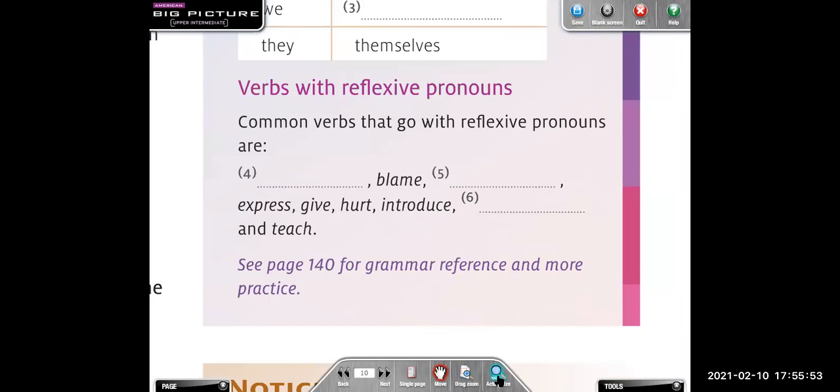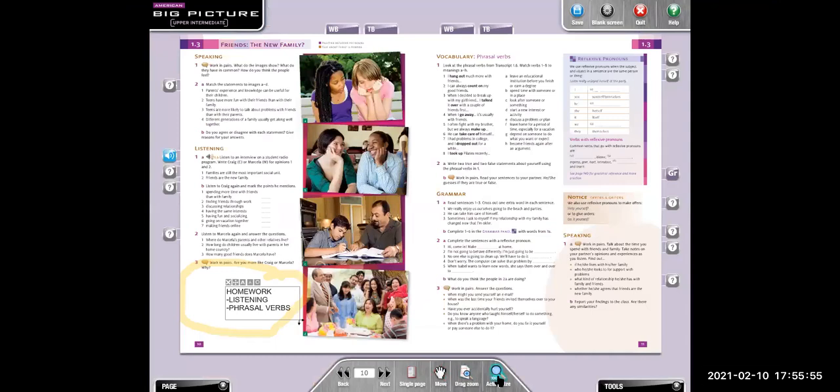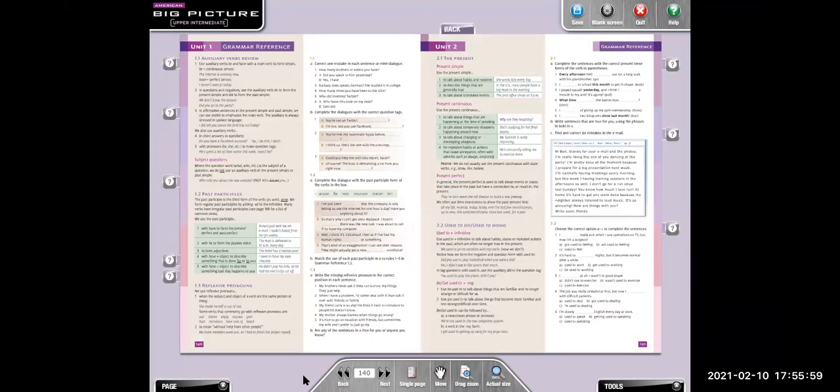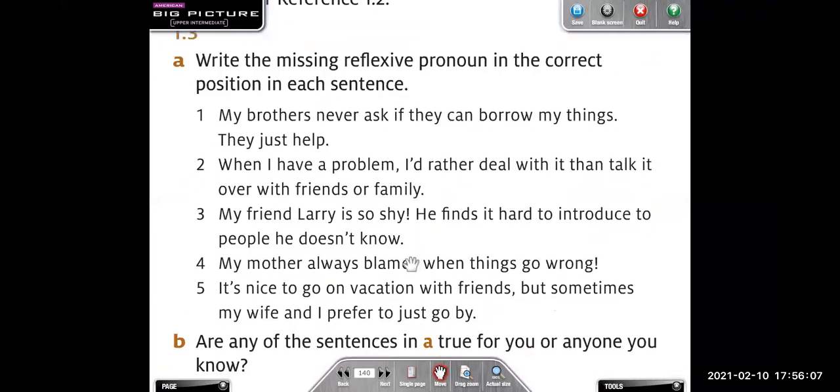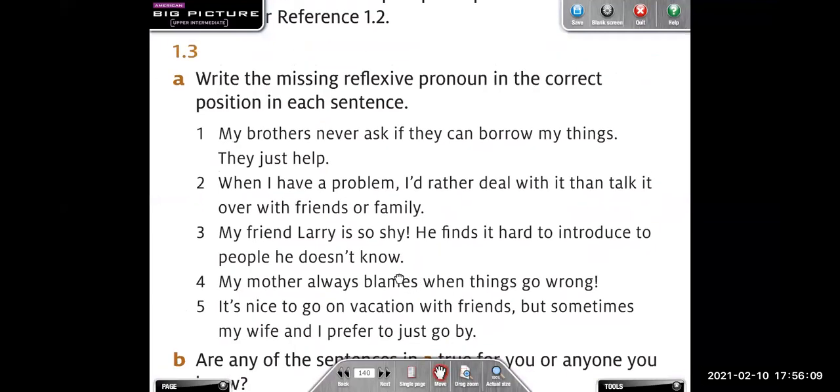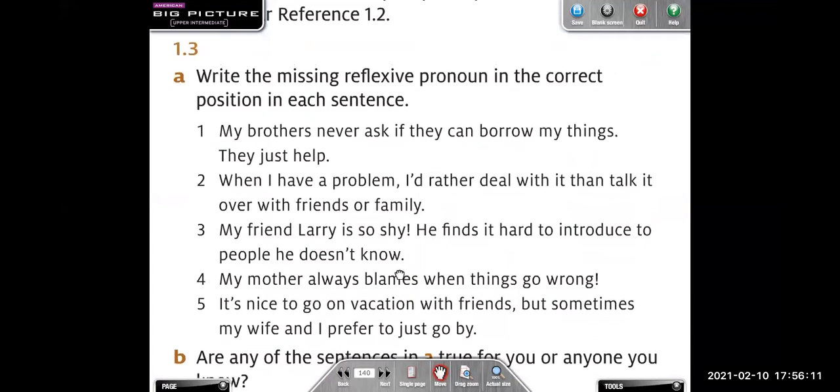Okay, so good. Here we have an exercise on page 140. I want you to go to page 140. It says, write the missing reflexive pronoun in the correct position in each sentence. It's exercise 1.3, page 140.